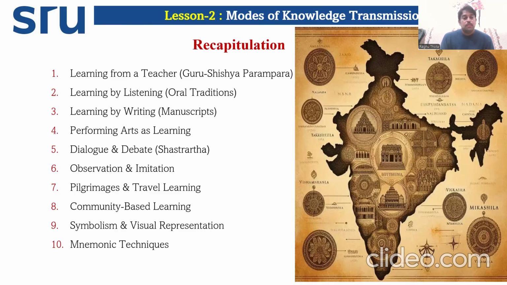And the fourth one, performing arts as learning. The dance forms, singing, songs. Different arts have been used to convey important information to groups of people in ancient times. Many dance forms originated in the ancient times, and through them they conveyed valuable information to groups of people, because rather than reading some information from books, if you witness it in the form of an art, it can be remembered for a long time.